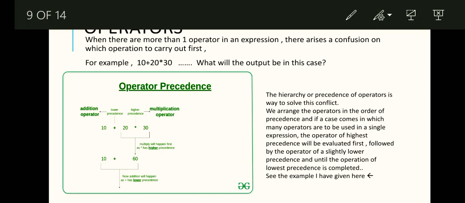So the hierarchy or precedence of operators is a way to solve such conflicts. We arrange the operators in order of precedence, and if a case comes in which many operators are used in a single expression, the operator of the highest precedence will be evaluated first, followed by the operator of slightly lower precedence until the operation of lowest precedence is completed. And this order of precedence can be seen in the upcoming slides.